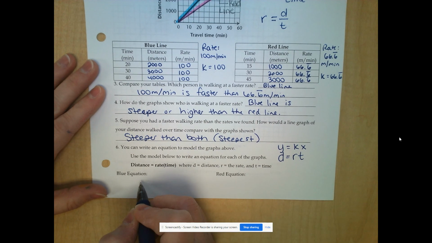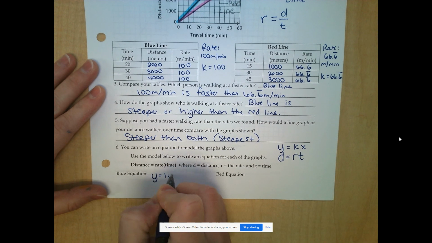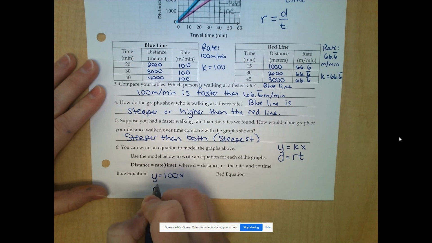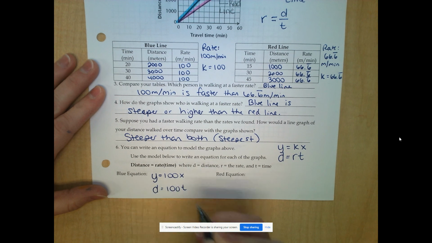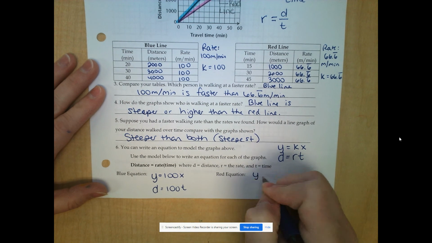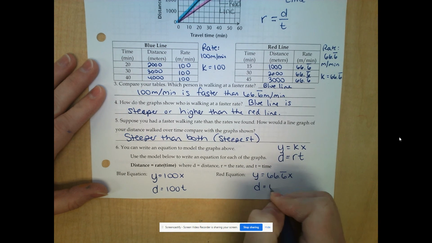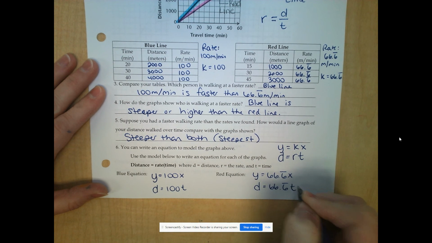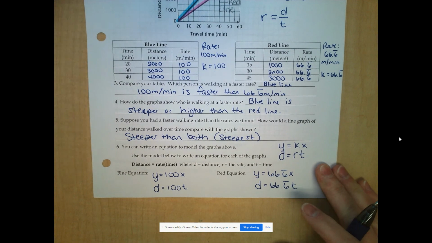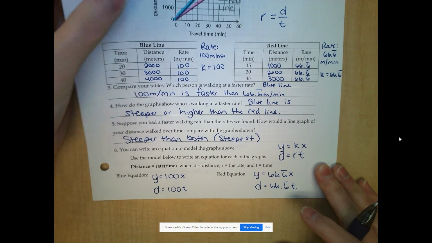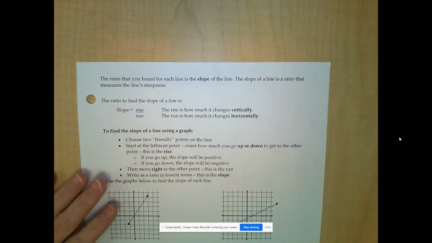So the blue equation could be Y equals 100X or D equals 100T. That would be a very similar equation. The red line would be Y equals 66.6 repeating X or D equals 66.6 repeating T. Same idea. On the back, it says the rates that you found for each line is the slope of the line.